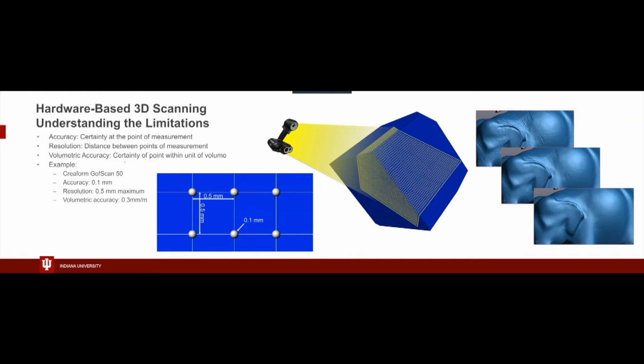So this sphere here in this grid shows that certainty or error. And then the resolution is how far apart those points of measurement are made. So if you look over here at the scanner, think of it as a net being cast on top of the 3D surface you're trying to scan. Now, what a lot of people do is they immediately say, I want the highest resolution and the highest accuracy. And that's not always the case.